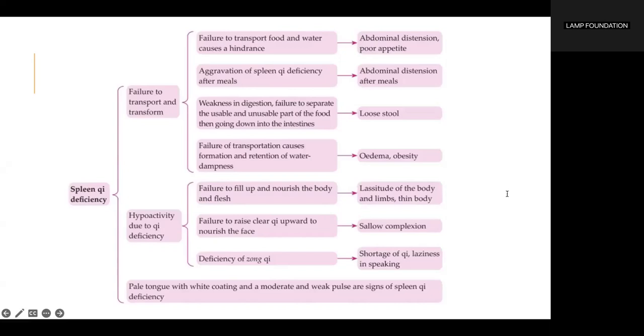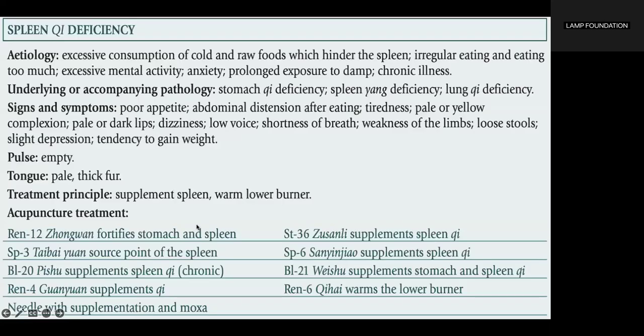Chronic liver Chi stagnation will often lead to a disturbance and thereby a weakening of spleen Chi. Finally, living or working in a humid environment can strain the spleen because the spleen abhors dampness.